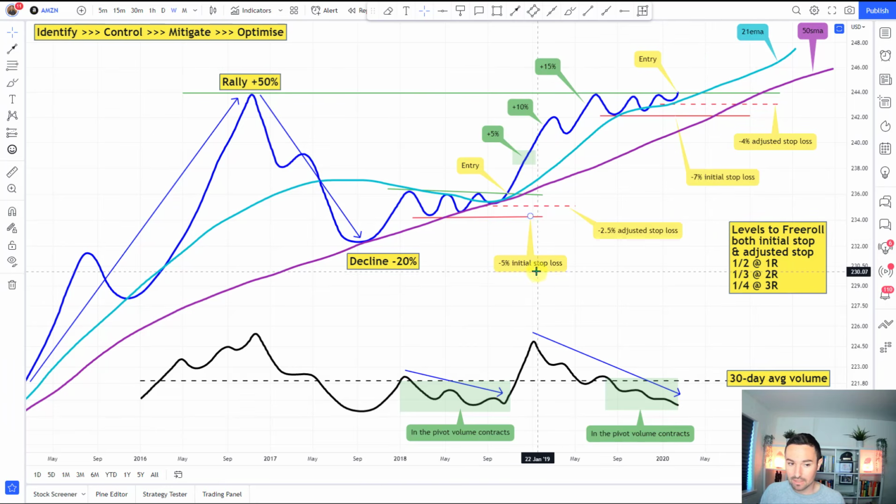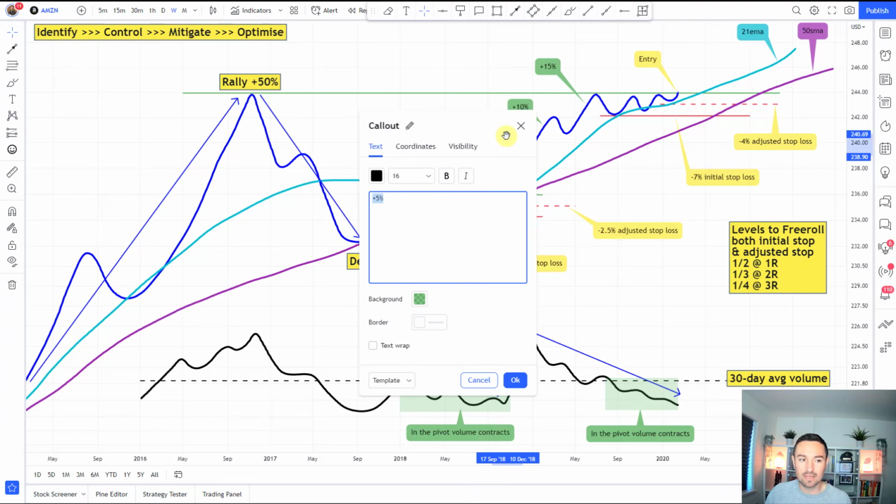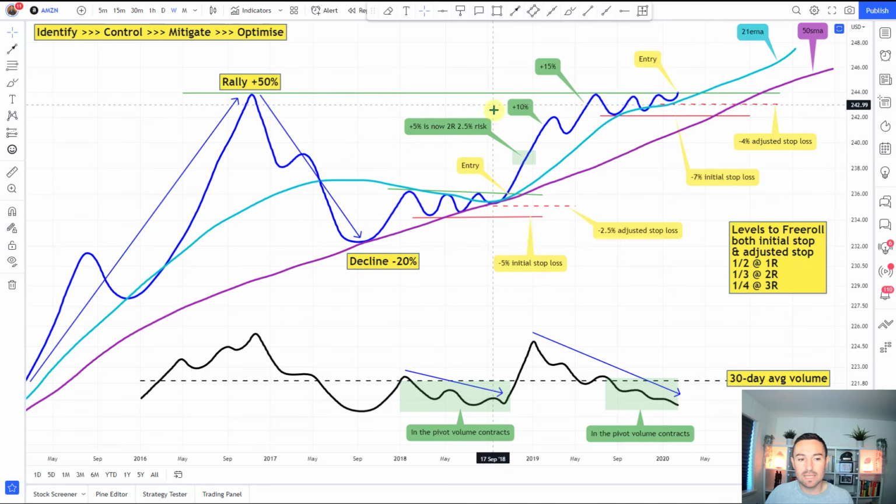So instead of having to have a 2R move on 5%, which will be a 10% gain, a 2R move on 2.5% is a 5% gain. Well, for the purpose of this, we're saying we've got a 5% gain here. So this 5% gain, if we push our stop loss up here, we are now selling at 2R. So 5% is now 2 times 2.5% risk. Hopefully that's making sense.